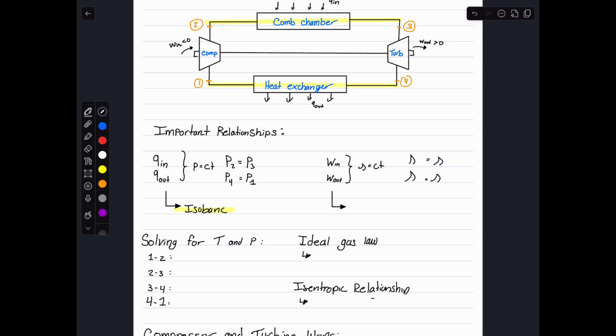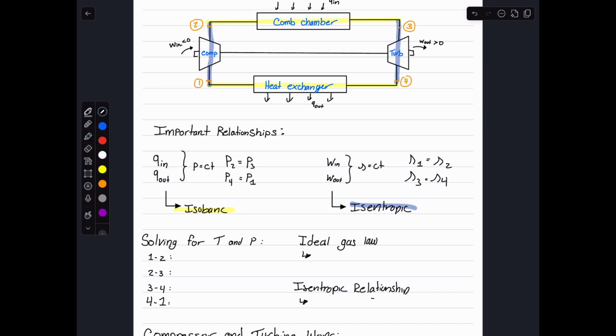Next, another important relationship for the compressor and turbine is that entropy is always constant. This means that the entropy at point 1 is equal to the entropy at point 2, and the entropy at point 3 is equal to the entropy at point 4. We know this as isentropic, and I will highlight that in blue so it is easier for us to remember.